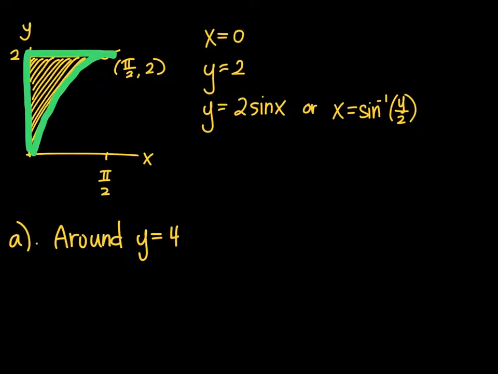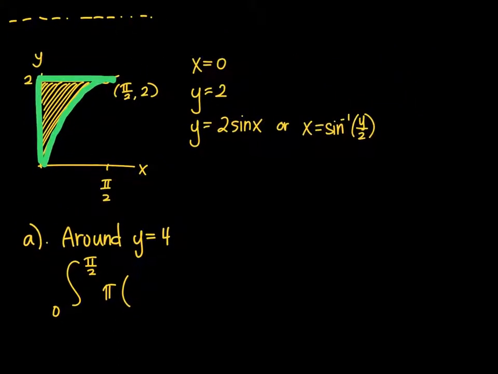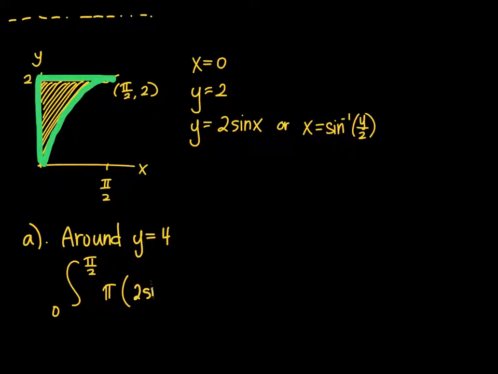That's fine. Let's set up our equation. Because I'm going around a horizontal line, everything should be in x. So my bounds will be 0 to what? Pi over 2 in x. And then pi times. Which one comes first? Which one is farthest away in distance from the axis I'm rotating it around? That would be 2 sine of x. Now I have to subtract from that the axis of rotation, which is what? 4. Quantity squared.